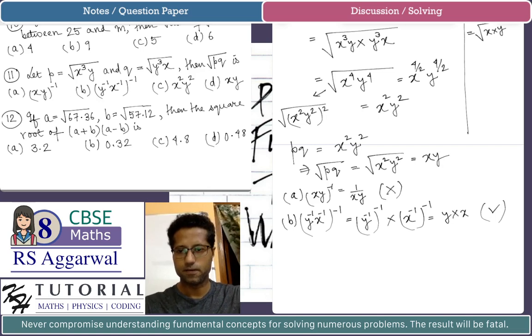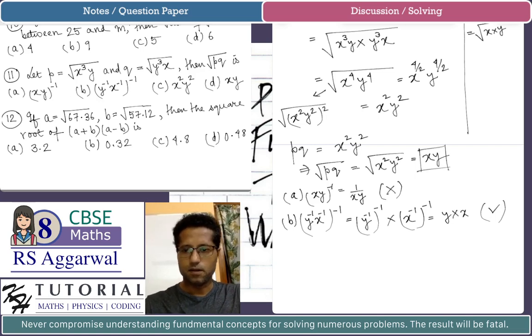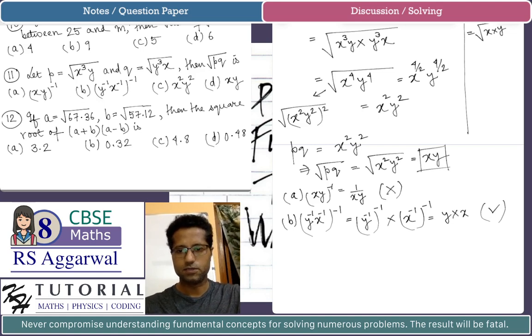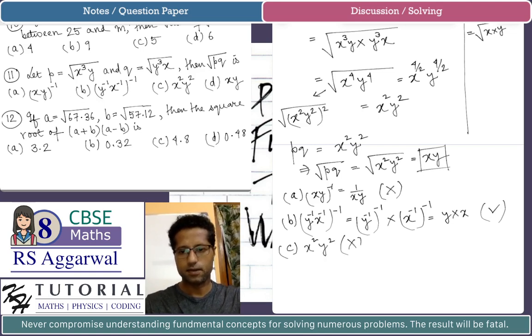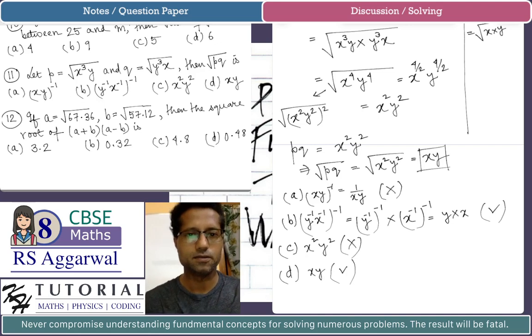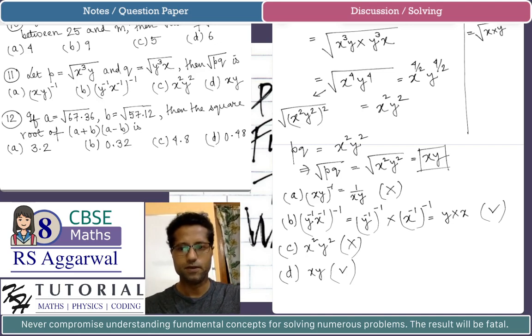The answer is xy, and B is yx, which is equal to xy. So this is correct, and C is x square y square, which is definitely not correct. But D is also given as xy, so this is also correct. So there is a mistake in giving the choices. Anyway, the answer is xy.